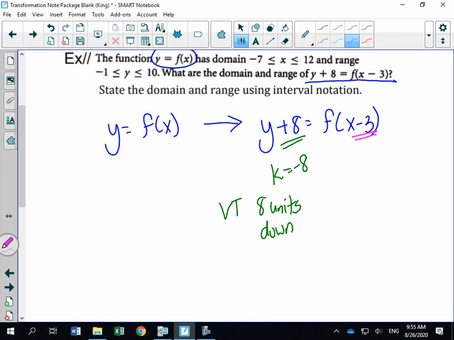Then you would go here. This is my h parameter. It is within the function. So my h value is not -3. The h value is going to be the opposite of what it looks like. So the h value is 3, and that is a horizontal translation, 3 units right.